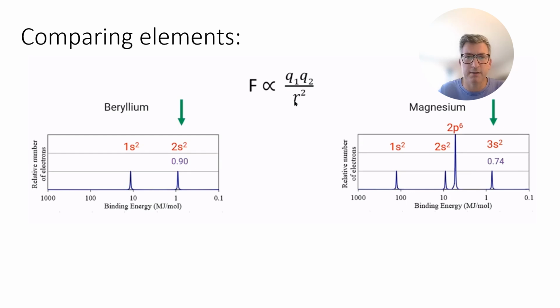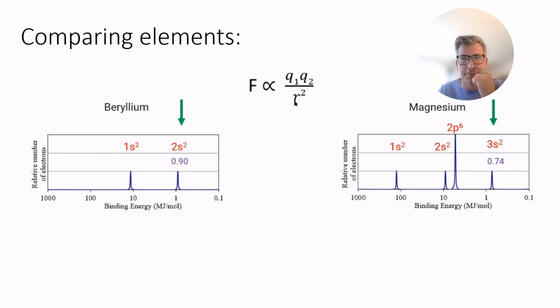So the further away you are from the nucleus, the weaker that binding energy is going to be. So here we see the radius is causing, as radius increases, force decreases. So if we're in the 3rd energy level, like we are with magnesium's valence electrons, that force is going to be much smaller than if we're only in the 2nd energy level like we are with beryllium.